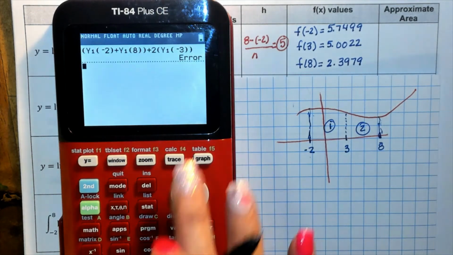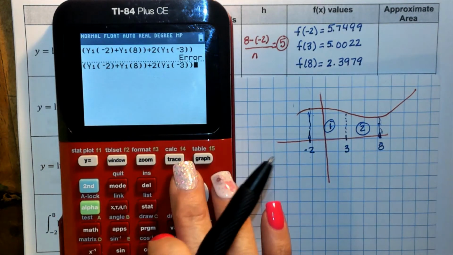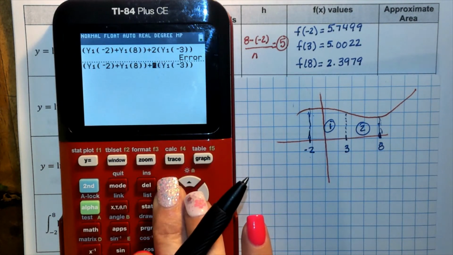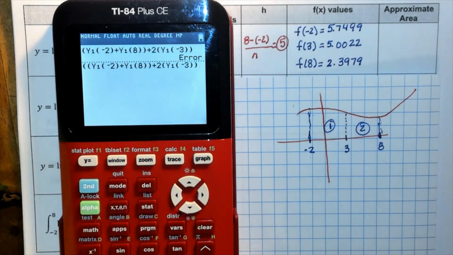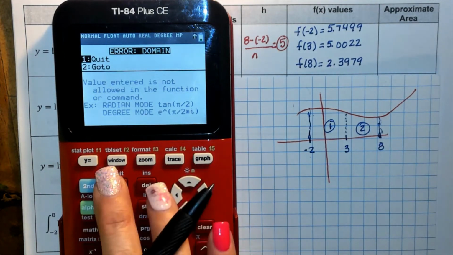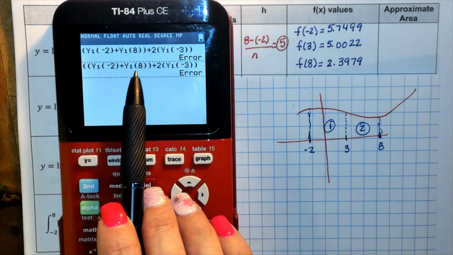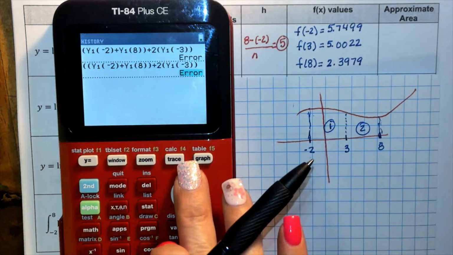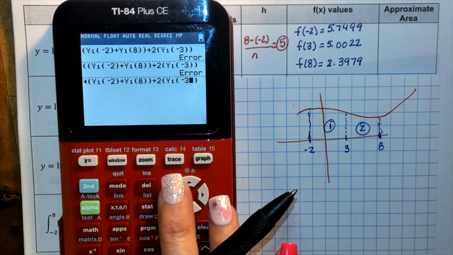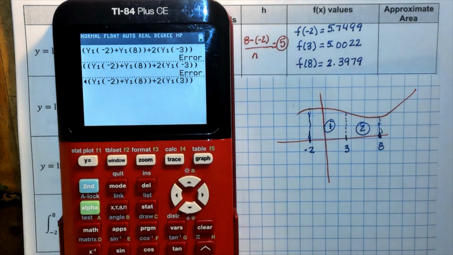I don't think I had enough parentheses on there. Okay. Parenthesis. I think I need another parenthesis at the very beginning. So second, insert another parenthesis. Nope. I can quit. Okay. -2 to 8 at 3. Sorry. Delete. Don't hit clear because it'll clear everything out.